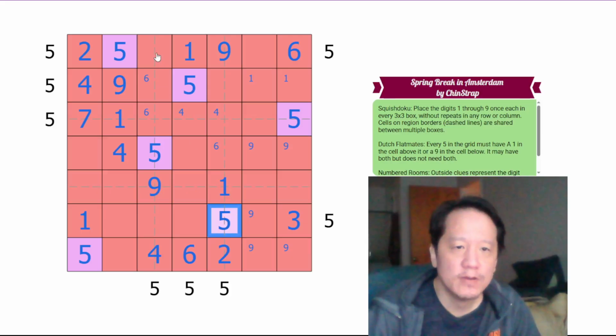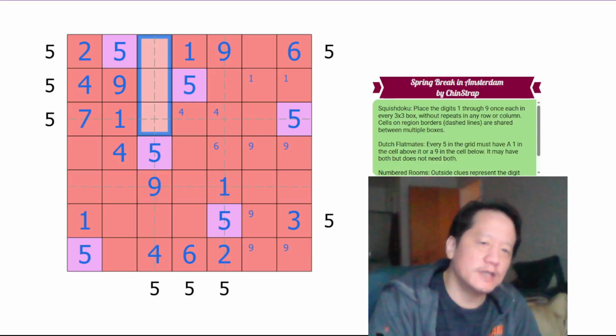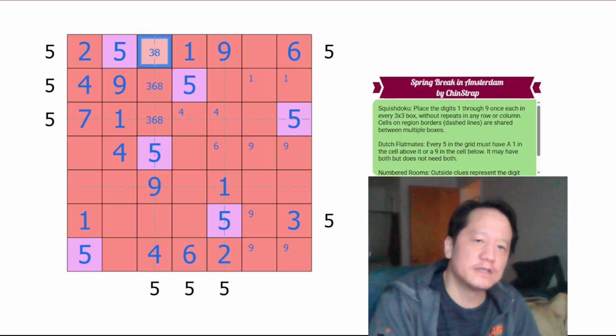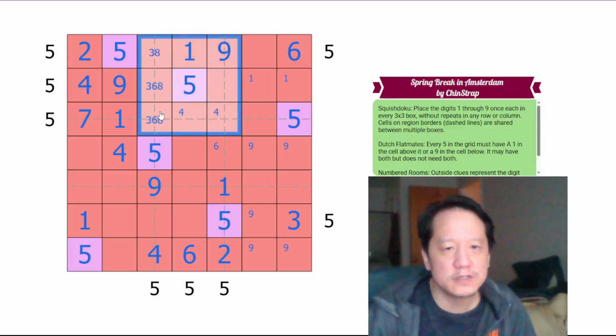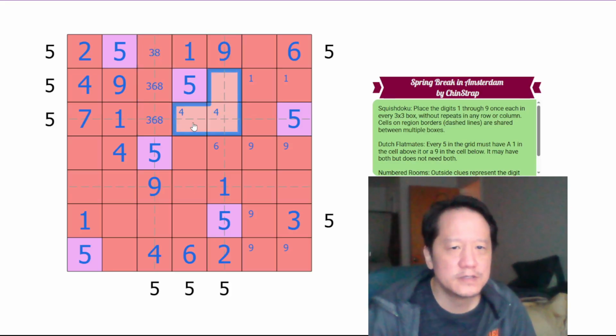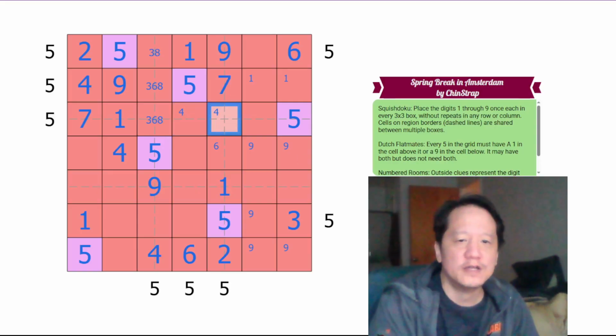Okay. Remaining digits in this upper left-hand box are 3, 6, and 8. This can't be 6, though. That means the remaining digits in this box are 2, 4, and 7. And 7 cannot be either of these, so this must be 7. This can't be 2, so this must be 4, which makes that 2.